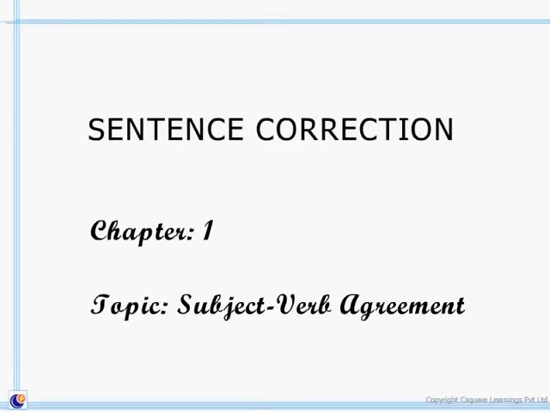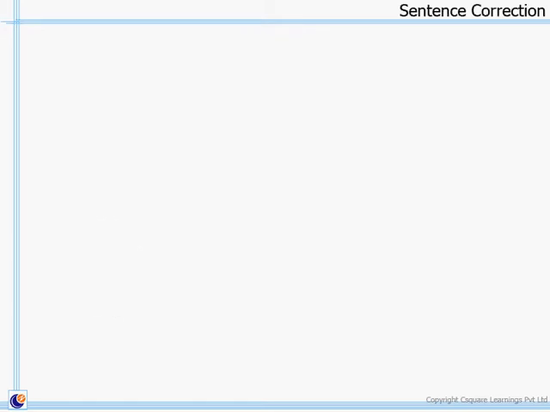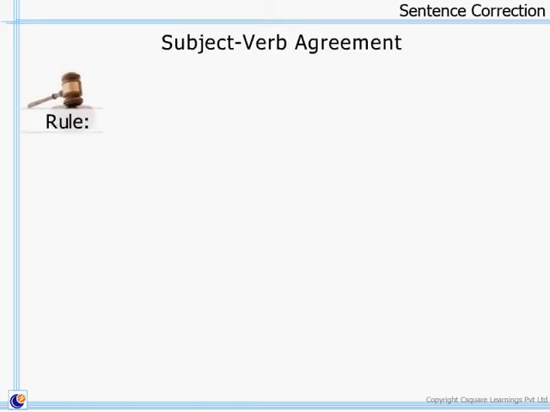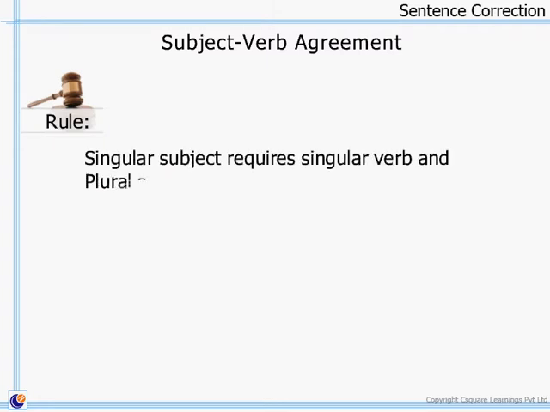In this session, we will learn about subject-verb agreement. The rule of subject-verb agreement says that a singular subject requires a singular verb and a plural subject requires a plural verb. So whenever you see the verb changing in number, you need to apply the rules of subject-verb agreement.